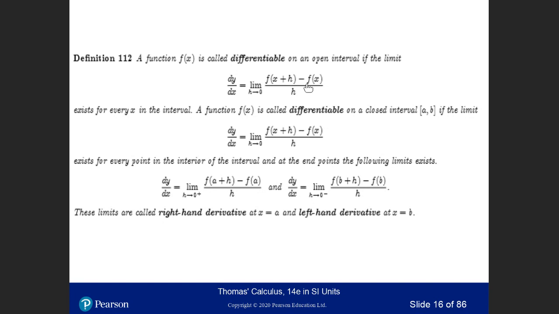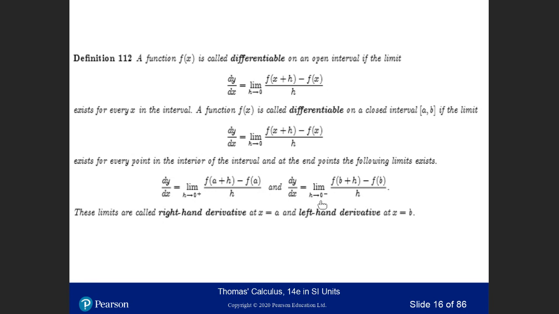And we say f of x is differentiable in the open interval. Now, if you want to look at the closed interval, we say a function f of x is called differentiable on a closed interval [a, b] if this limit exists at all interior points in the interval. Now, at the endpoints, we cannot take a two-sided limit. For instance, at a, you have to calculate h goes to 0 from the right-hand side, because on the left of a, the function is not defined.